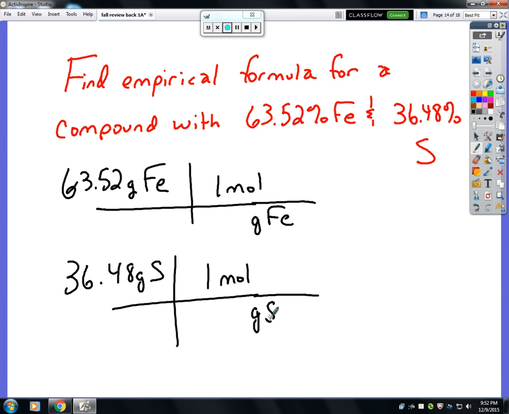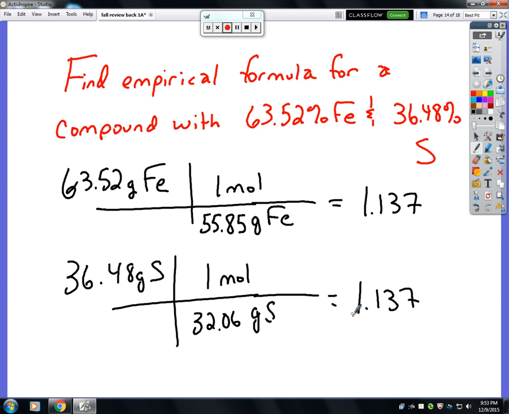And I look on the periodic table and the mass for iron is 55.85. Let me write that a little clearer for you. And the mass for sulfur is 32.06. Now when I do my math, in this case, I get 1.137 and 1.137. Okay?